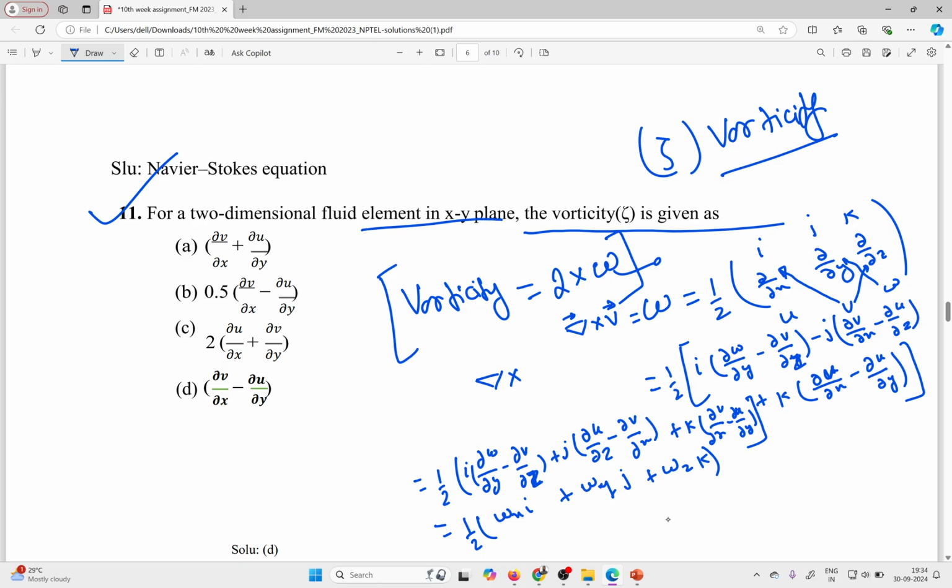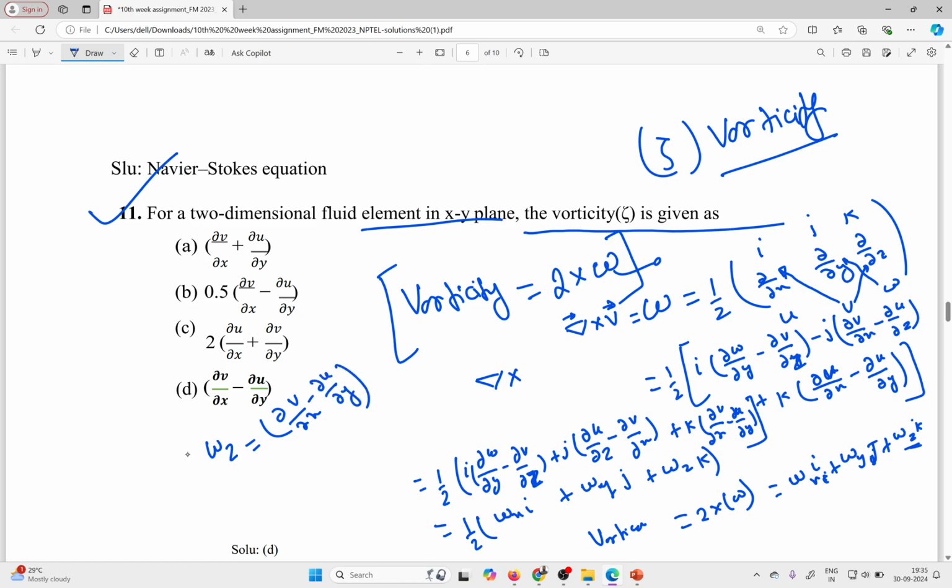So this is your vorticity, similarly. If I write the vorticity, it will be 2 times your omega value, so it will be omega x i plus omega y j plus omega z k. Here we are talking about the xy plane, so in the xy plane the vorticity will be the omega z value, so it will be del v by del x minus del u by del y. So hope you got it.